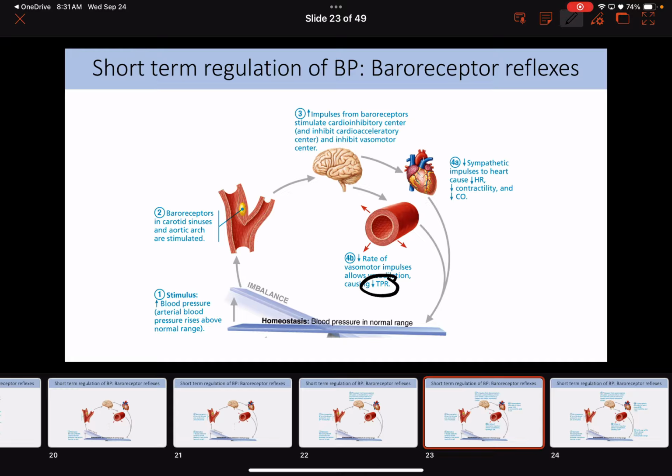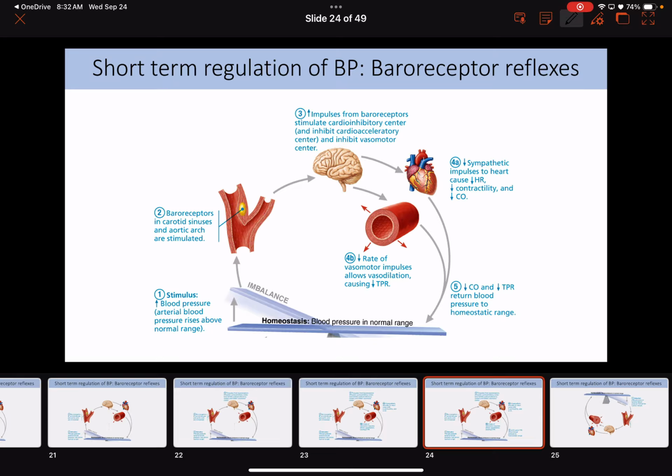And then again, less sympathetic impulses to the heart is going to decrease heart rate and decrease contractility, which will decrease cardiac output. So through both of these measures, by relaxing the blood vessels and slowing down the heart, that should bring our cardiac output and our resistance back to normal. And so our overall blood pressure will be back to normal. Any questions on this pathway?